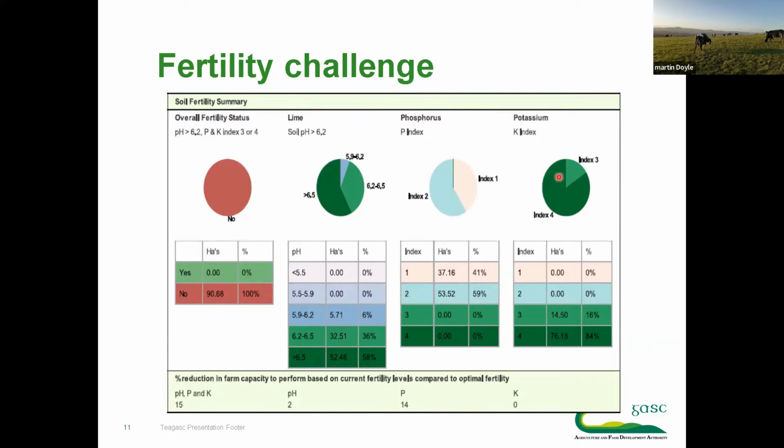And the last pie chart is to do with potassium. And we can see again, the whole farm is ideal for potassium. So again, potassium can be worked on and improved as per the previous slide with our slurries and fertilizers.